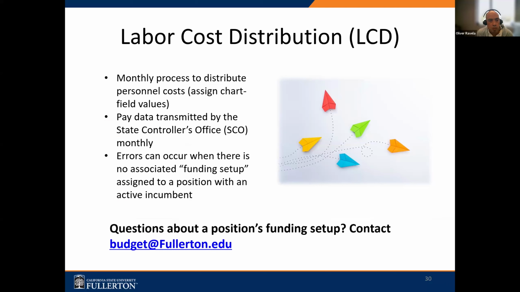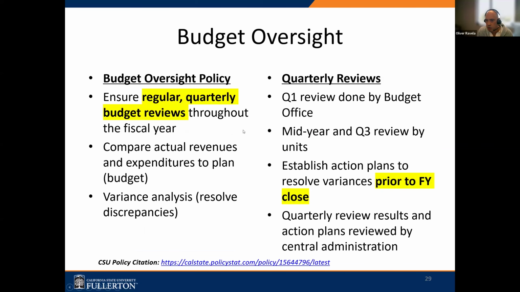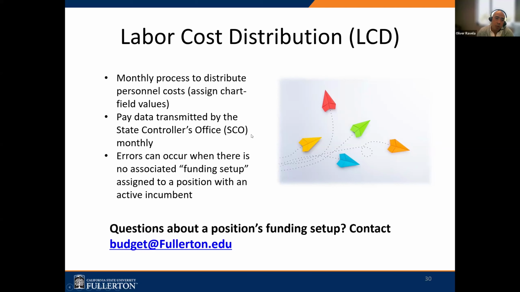So as you can recall from previous slides, the majority of university costs are related to positions. So we have a process by which we take salary information, we convert that into financial data that assists with the budget oversight or budget review process, and that process is the labor cost distribution process.